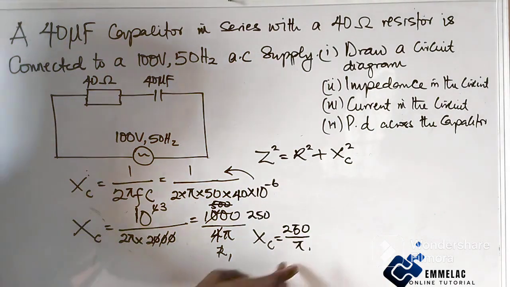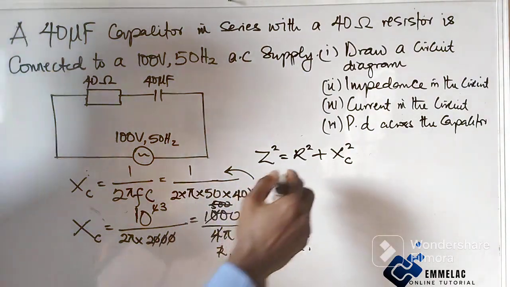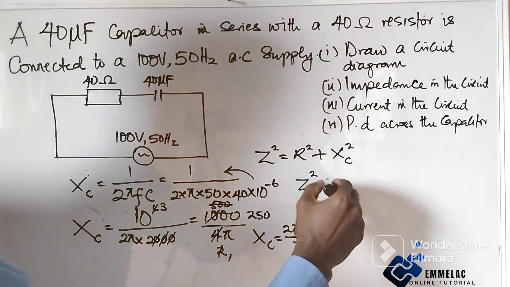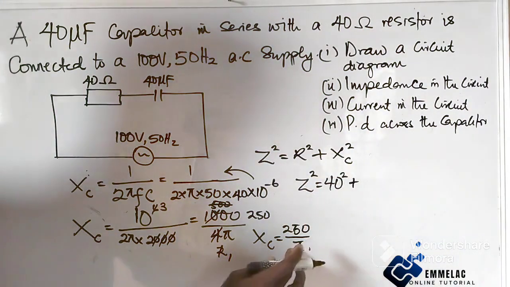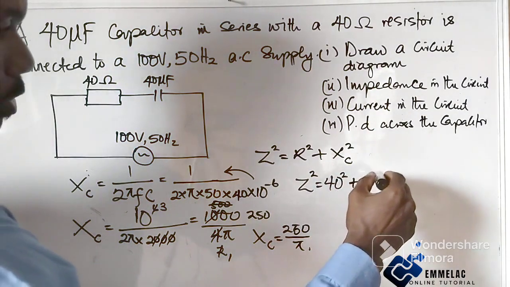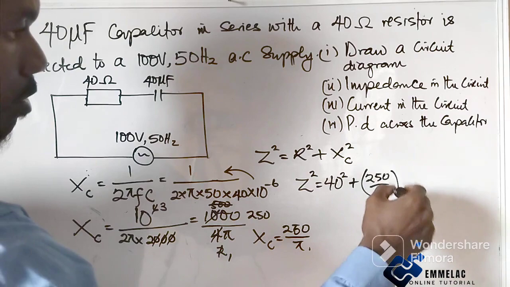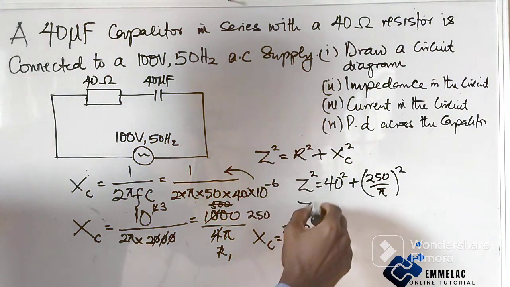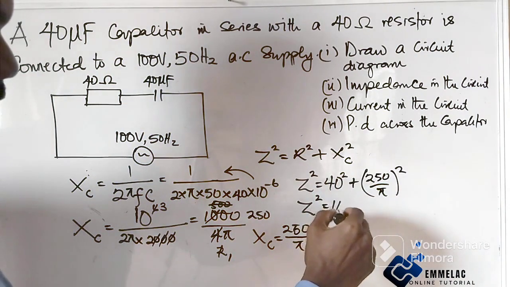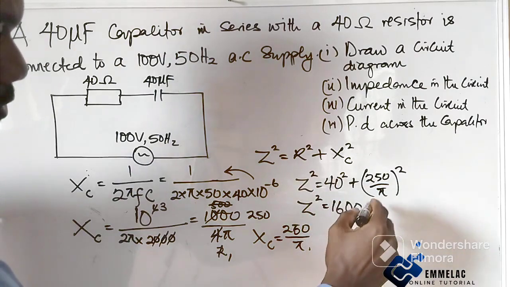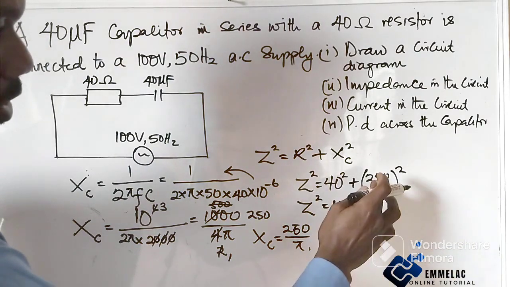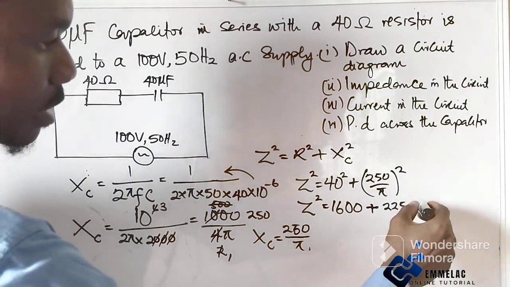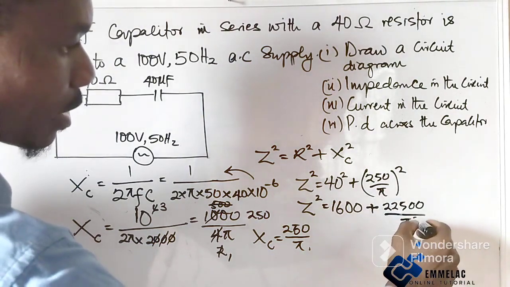Okay, now let us put this into the above equation. So here you have the impedance, the resistance here is 40 raised to power 2, then plus this raised to power 2, that'll be 250 over pi, all raised to power 2. All right, so for us here now this will be 1600, now plus this raised to power 2, 250 squared, that will be 62500 over pi square.